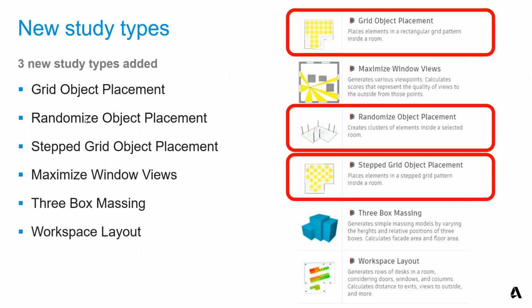Just to wrap up, for me, there are 3 new study types that have been added. We did start off with 3. We've got grid object placement, randomized object placement, and stepped grid object placement.